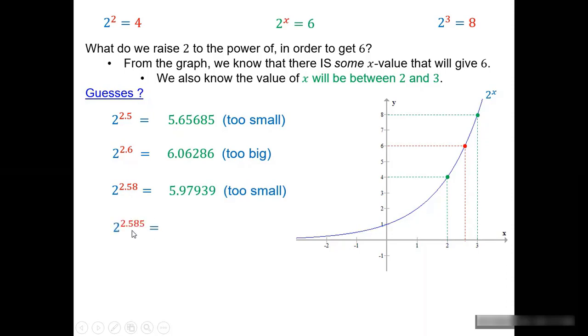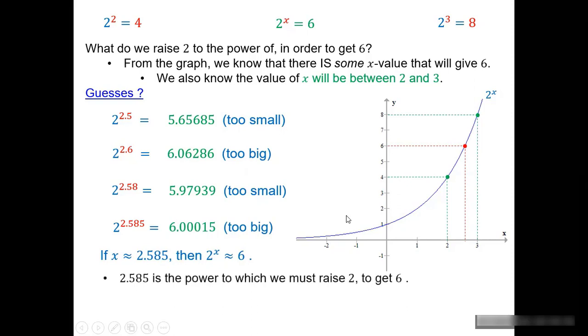So maybe we try 2.585. And notice that that's about 6.00015. Again, it's too big, but we're going to say that that's close enough. And if x is approximately 2.585, then we know that 2 to the power of x will be 6.